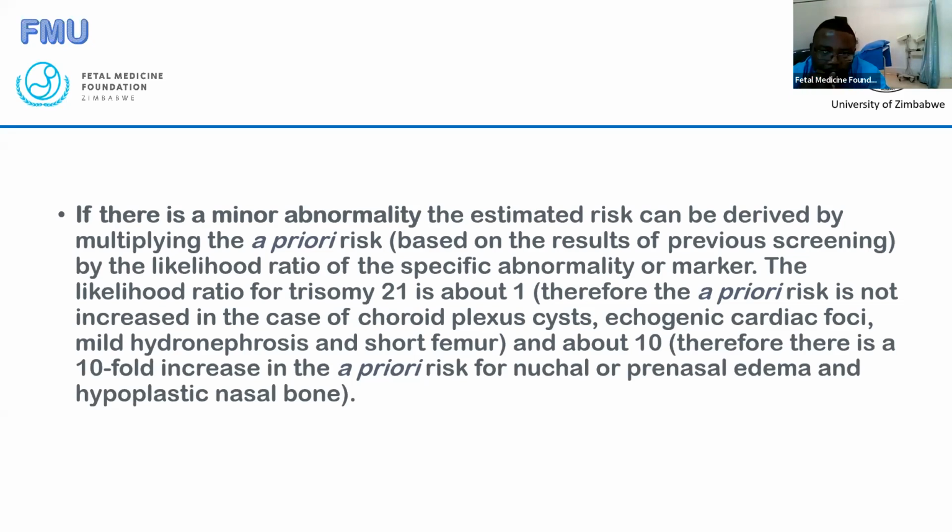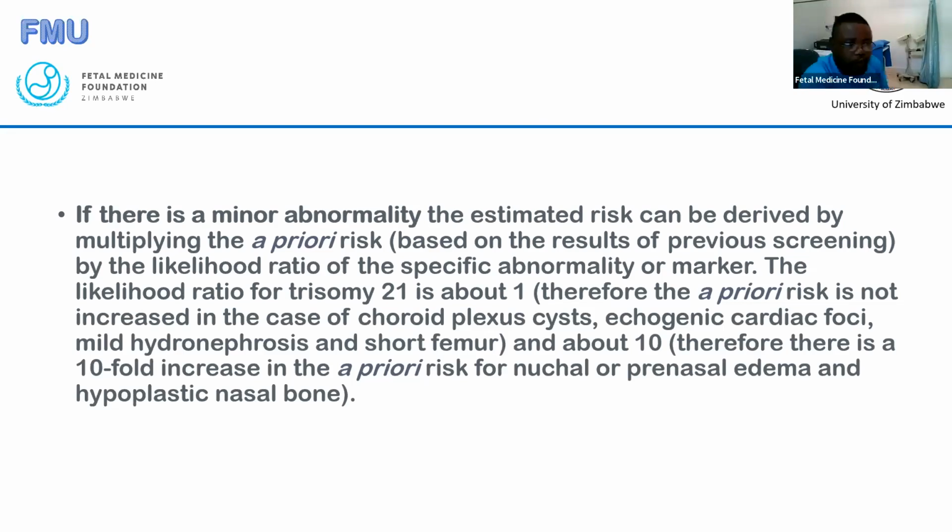So what do we do? What we do is we have to reassess the risk. Let's say somebody's been seen in the first trimester and we've given them a risk. Let's say their risk in the first trimester was 1 in 20,000. Then they come back for the anomaly scan and we know that there are some markers of Down syndrome or Edwards or Patau. What we have to do is recalculate the risk. How do we recalculate the risk?